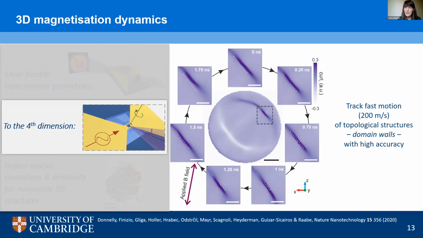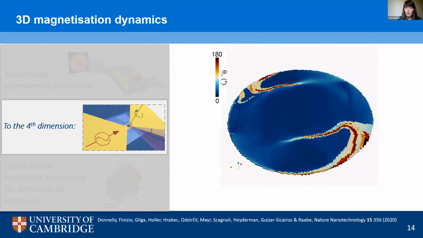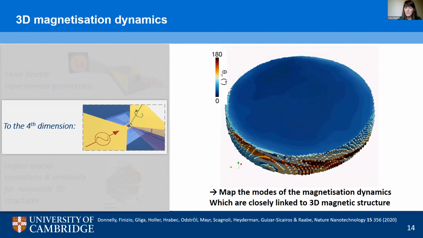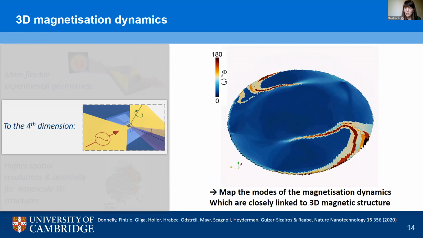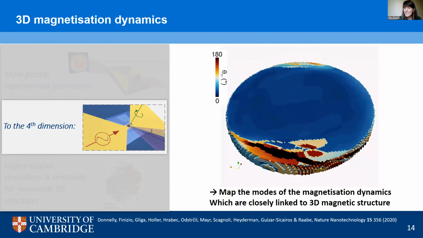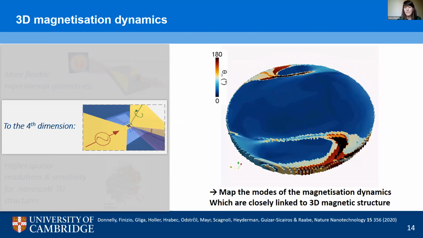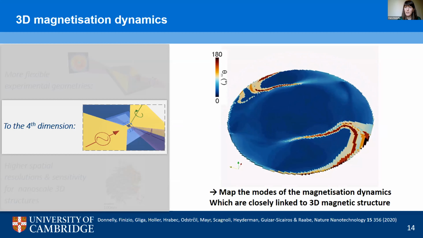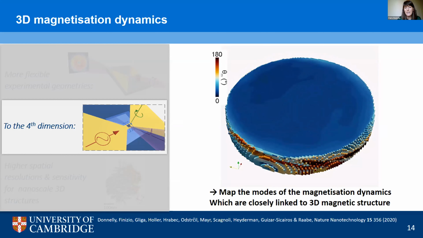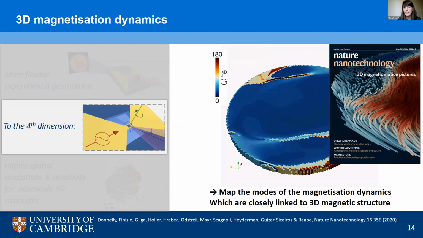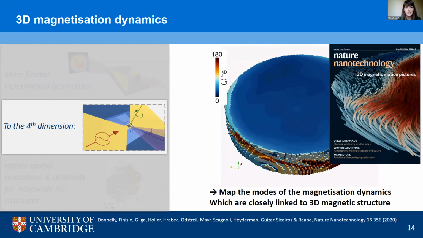But of course, it's not just the dynamics of objects that we would be interested in. We also performed Fourier analysis of our four-dimensional data set in order to map the coherent rotation modes of the magnetization. You can see here the red corresponds to regions of high magnitude of the modes. And you can see that the magnetization dynamics are indeed closely linked to the 3D magnetic structure, meaning that we can really visualize the magnetization dynamics in 3D. And we were very happy to have this work highlighted on the cover of Nature Nano earlier this year.